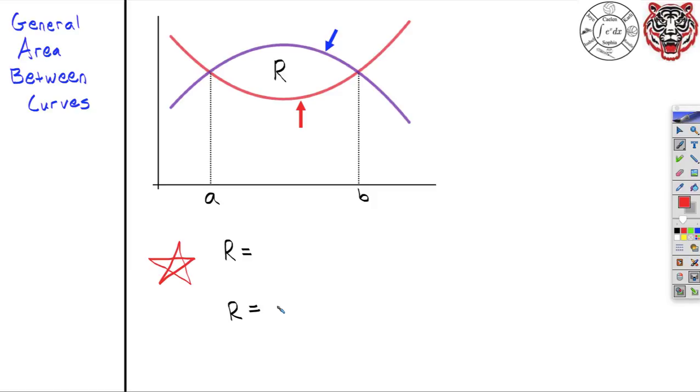Give yourself two curves, and they're going to intersect at points A and B. We'll say that blue function, we can call f of x, and the red function, we'll call g of x.